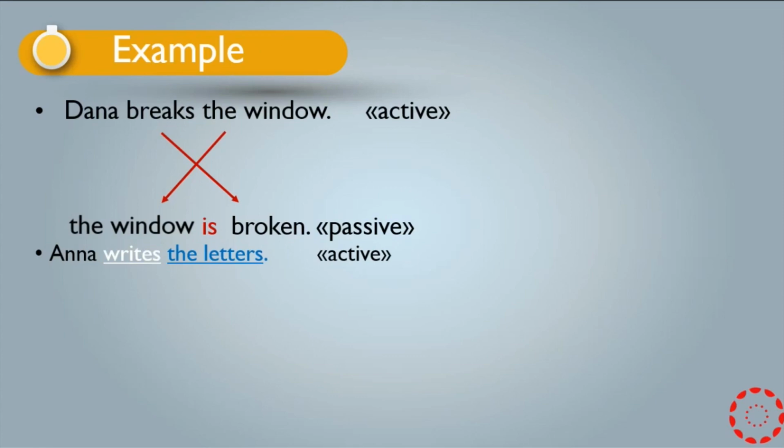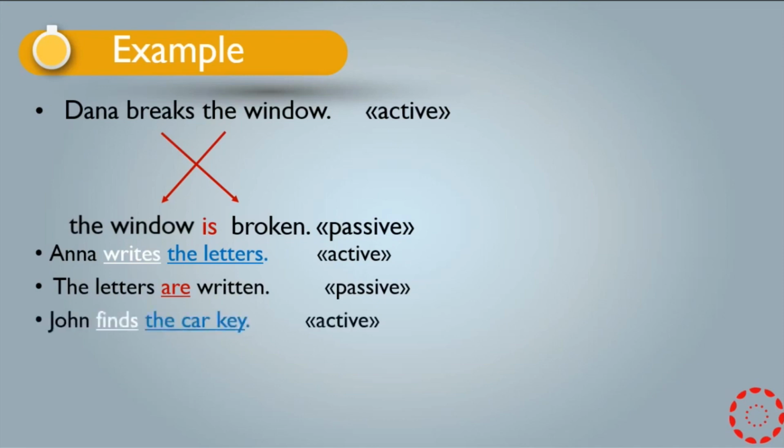Okay, the letters has s, so it became "the letters are written." Why do I use "are"? Because the word letters has s, so it became plural: the letters are written, and write became written.